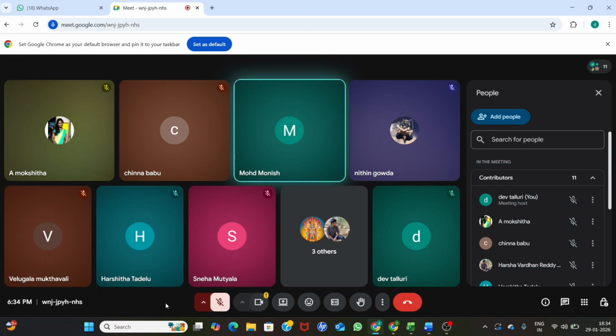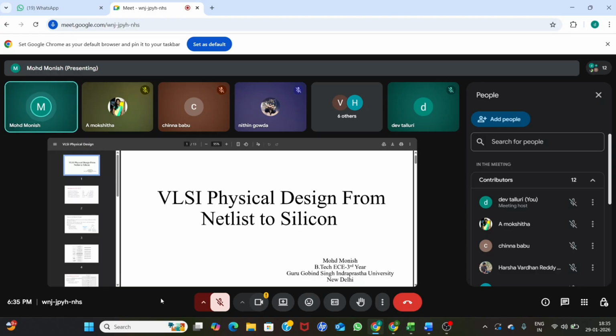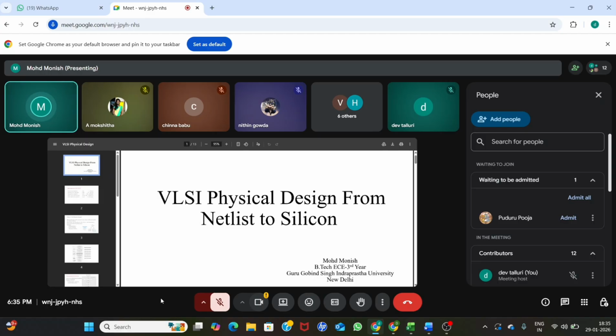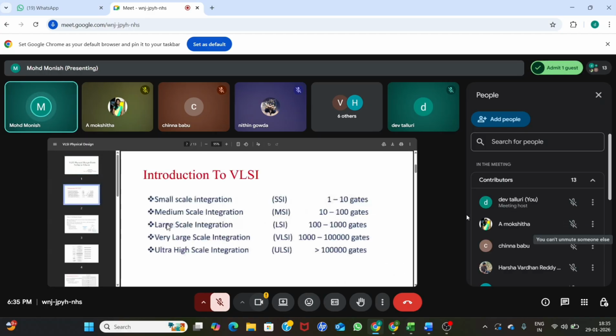From Guru Gobind Singh Indraprastha University, third year student, BTech Electronics and Communication. So today my topic is VLSI Physical Design from Netlist to Silicon. So basically, in this presentation, I will explain the complete physical design flow, its important steps, and why it is important in chip manufacturing.